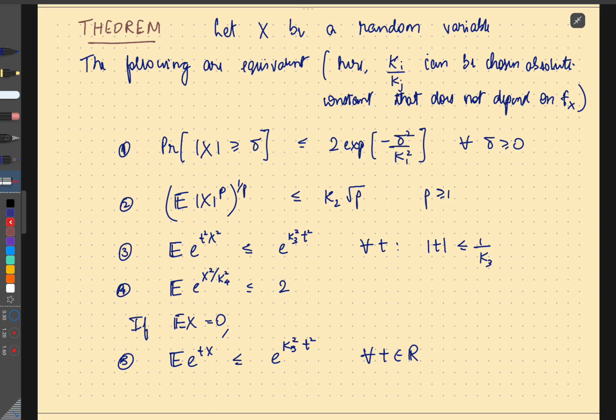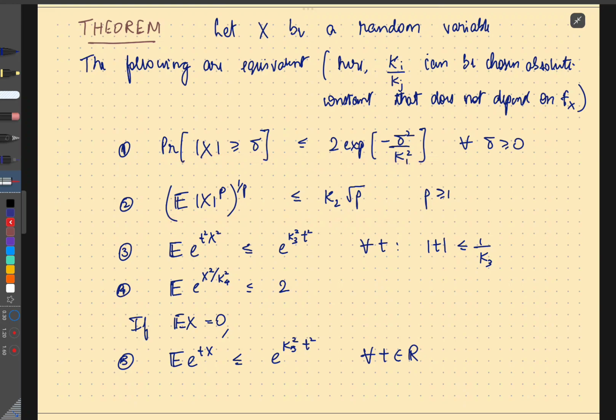Any random variable for which this particular quantity, expectation of e raised to x square by some constant k, is less than or equal to 2, for some finite constant k, you can call this a Subgaussian random variable. Right? And a Subgaussian random variable satisfies all of these properties. Now I could define a Subgaussian random variable using any of these 5 properties, or 4 properties mainly.